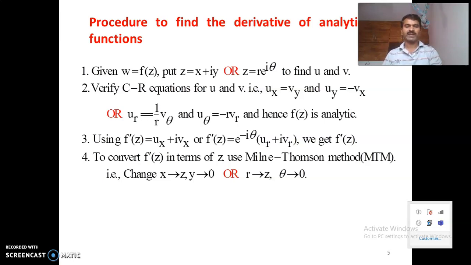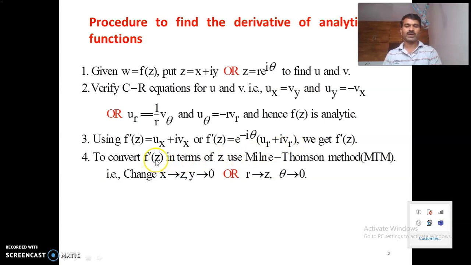You can verify these CR equations, and then you can find the derivative using these results. Derivative f dash of z equal to ux plus i vx, meaning dou u by dou x plus i times dou v by dou x. Or if it is in polar form, f dash of z equal to e power minus i theta into ur plus i vr, that is dou u by dou r plus i dou v by dou r. Then we get f dash of z, the derivative of that given function.